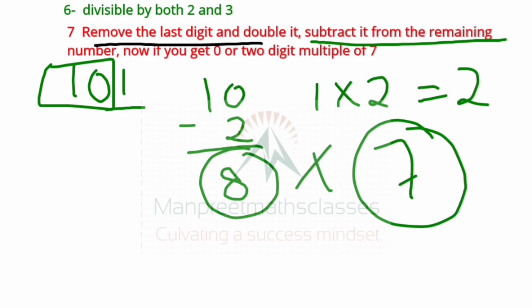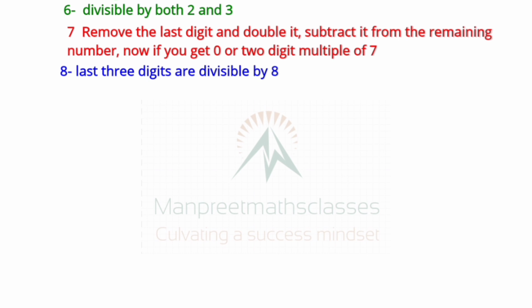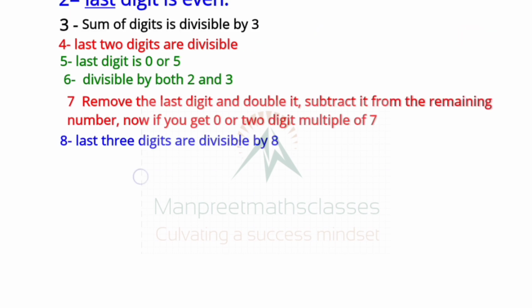Now let's check for our next number, that is 8. Divisibility rule of 8 says that if the last 3 digits are divisible by 8, you can say the number is completely divisible by 8. Let's see this by an example. Suppose you are having a number 24,344 and you have to check whether the given number is divisible by 8 or not.